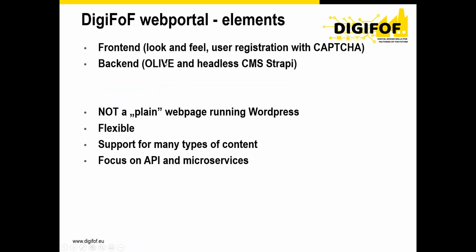So the idea is like this. With the front end, you can define the look and feel of your web page, and you can configure certain elements like, for example, user registration. By the way, this is using the Google reCAPTCHA mechanism, so this is pretty powerful and pretty advanced when it comes to battling spam bots. But the real magic happens in the backend, where Olive and Strapi are working together.